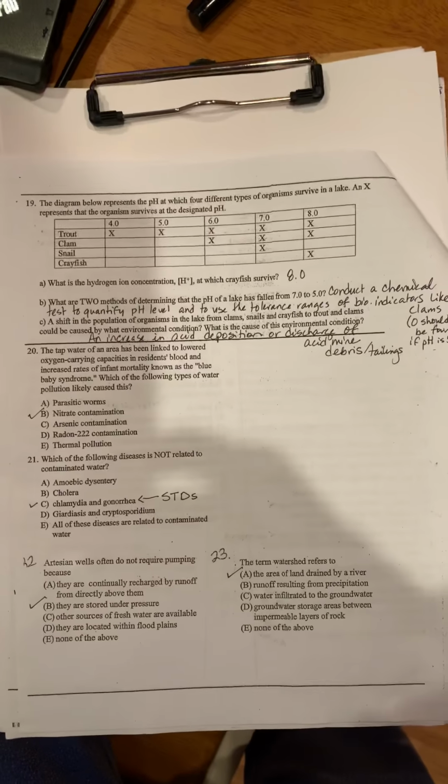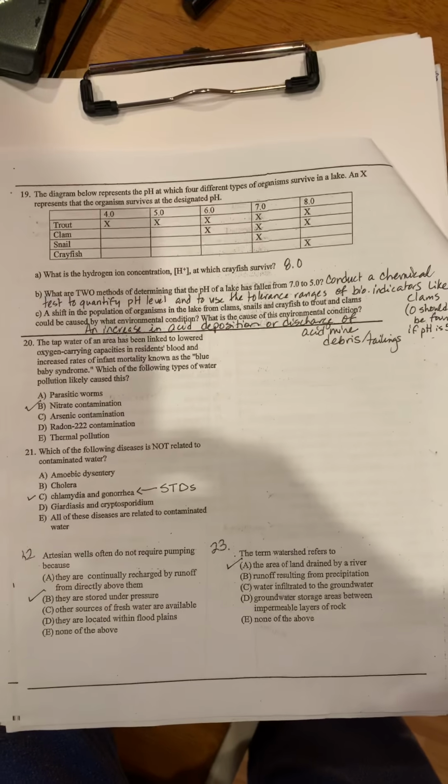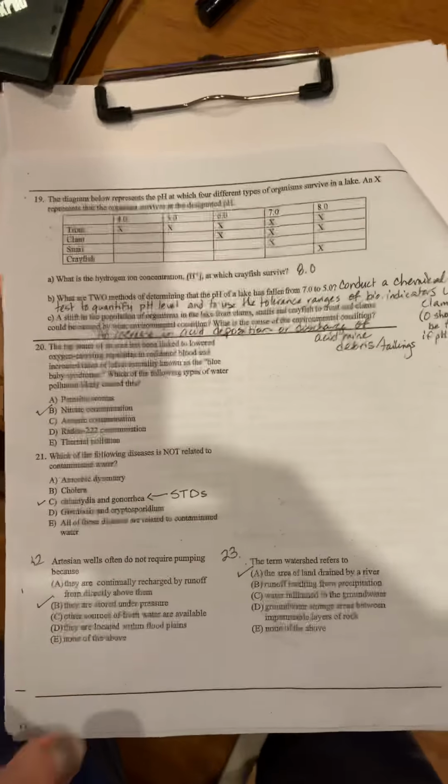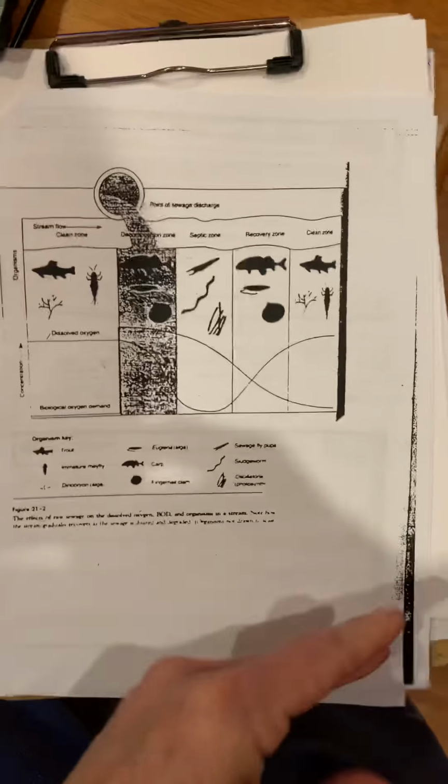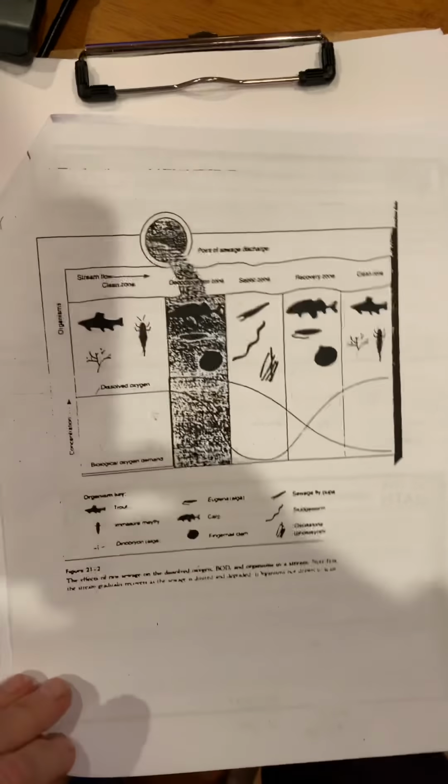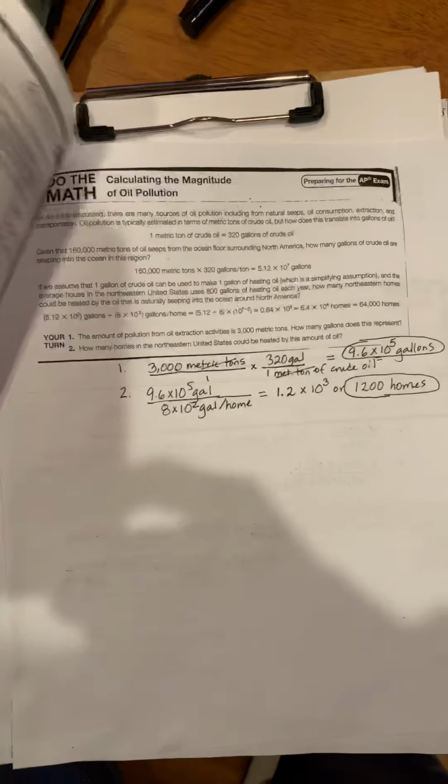sickness, except chlamydia and gonorrhea, and those are both STDs. There's the oxygen sag curve that I explained on one of the videos. And here's the math problems and the answers.